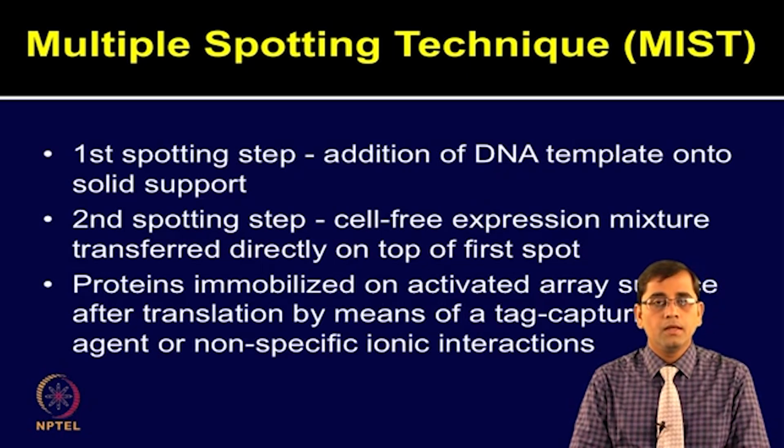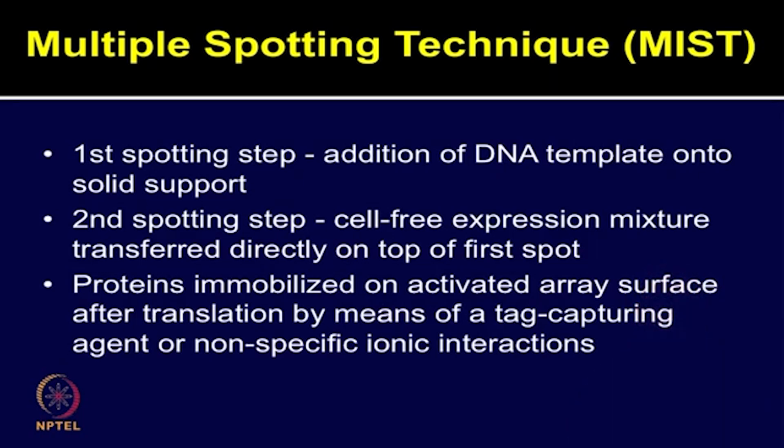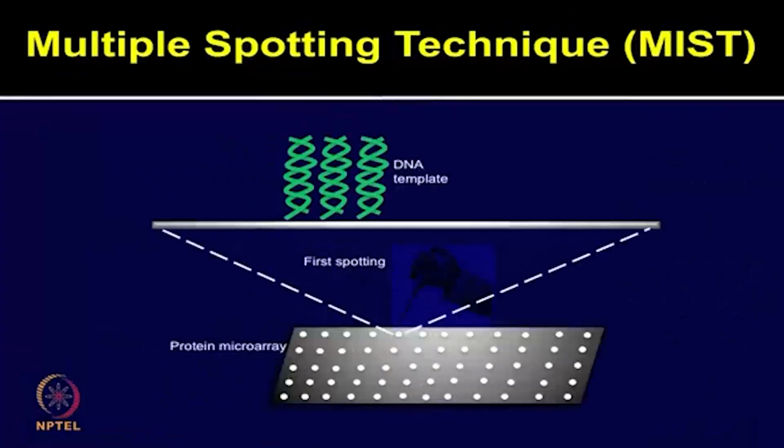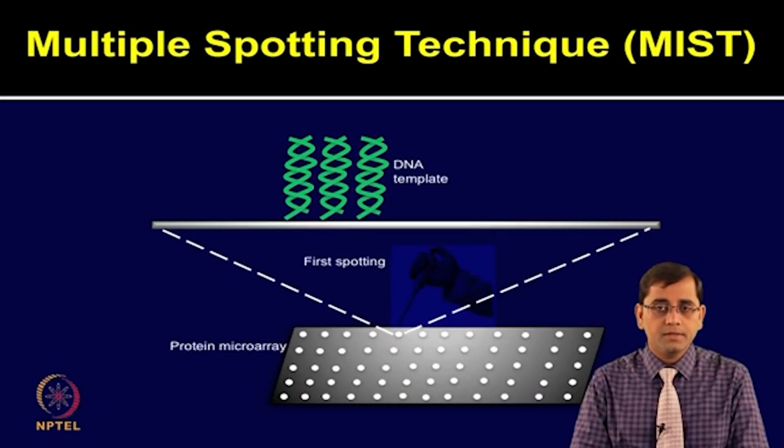The proteins are immobilized on the activated array surface after translation by means of a tag capturing agent or non-specific ion interaction. In the multiple spotting technique or MIST, the first spotting step, as shown in the slide, involves addition of DNA template onto the microarray support.